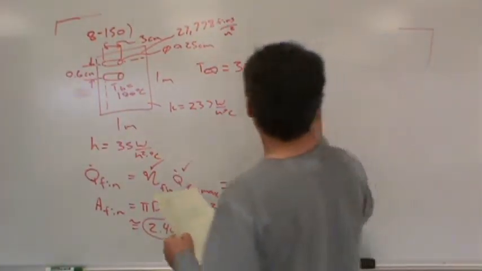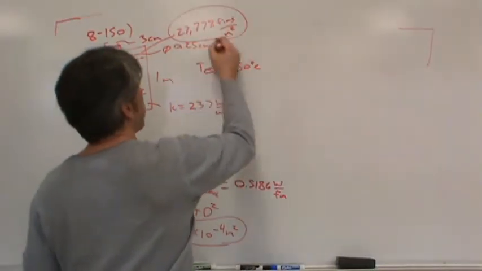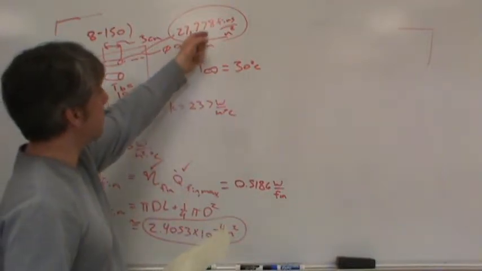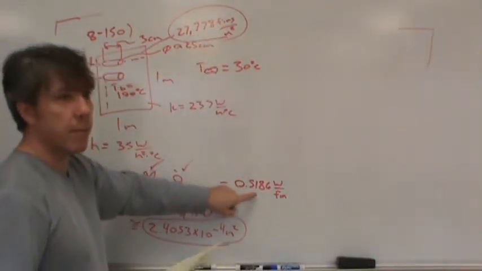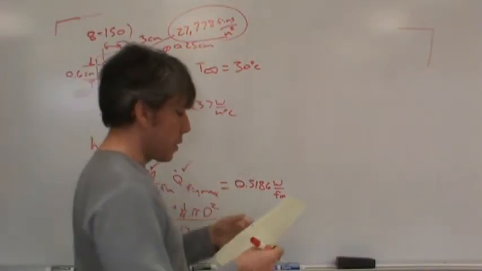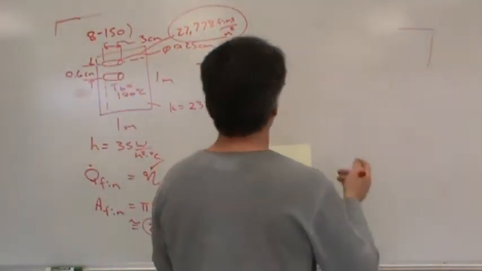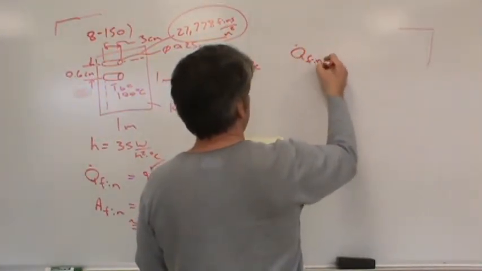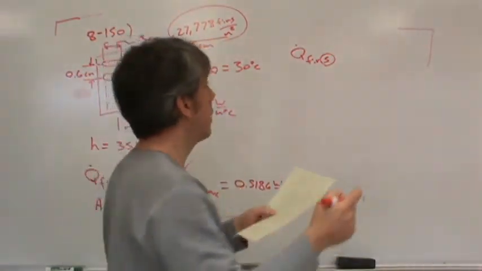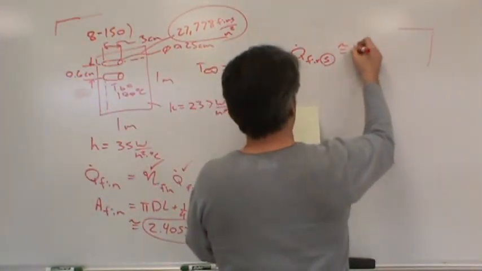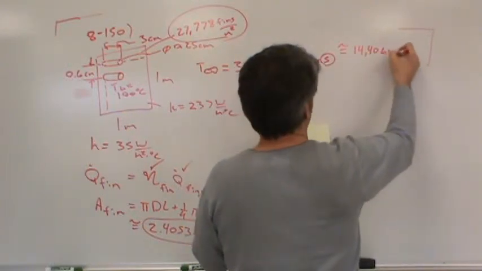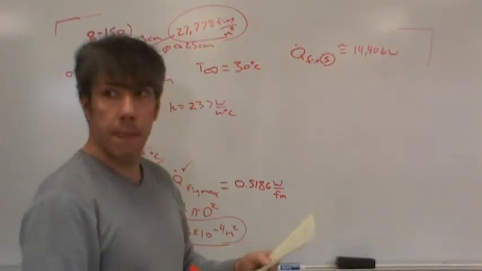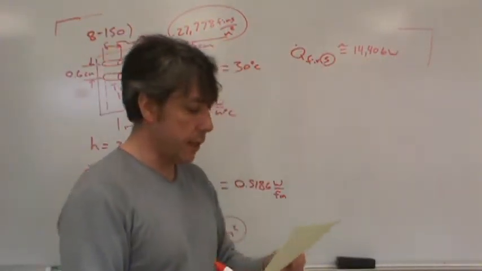Well, that's good, but we have 27,778 fins. So if you want to calculate the heat transfer rate from all the fins, you'll have to multiply 27,778 fins by the amount of heat transfer per fin. Okay? So when you do that, you find that the heat transfer rate from all the fins, let me make it clear that I'm talking about fins, all of them, you get about 14,406 watts. So that's the heat transfer rate from all the fins combined, per square meter, for that square meter, right, exactly.